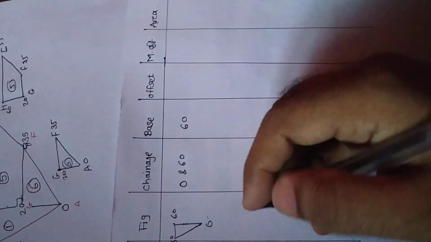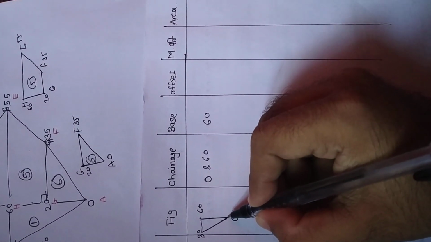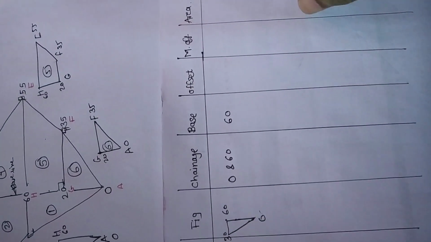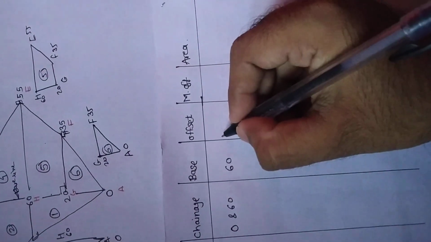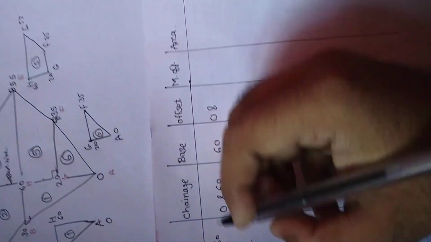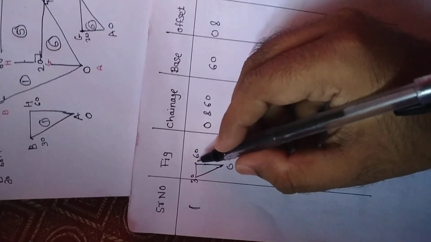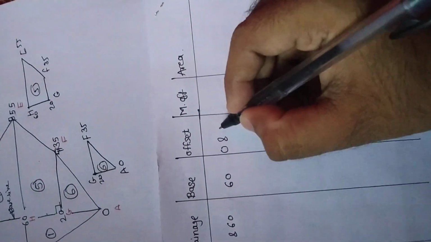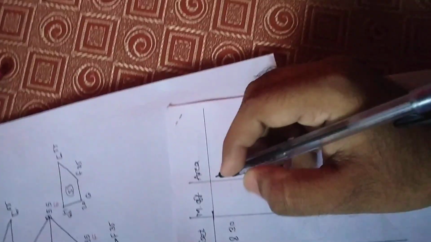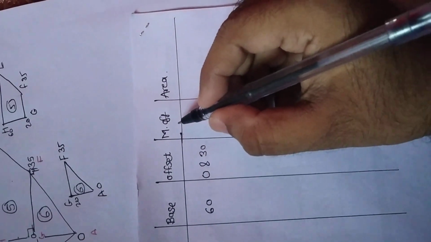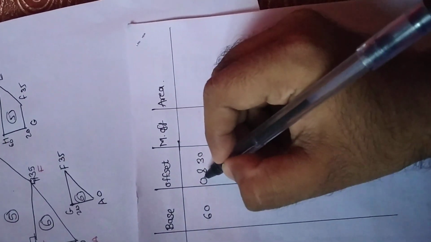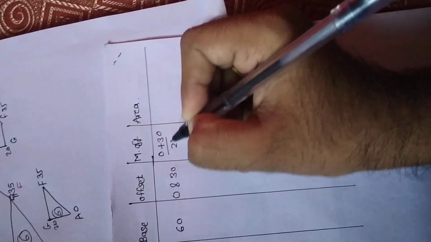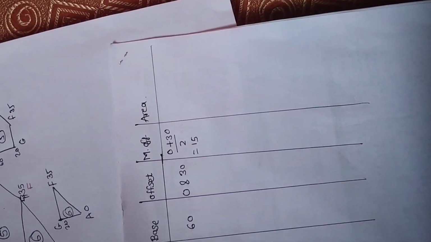Now next, calculate the offset. Near 0, there is no point to the right or left side of this 0, hence it is called no offset, so I write 0 here. And near 60, the offset is 30. So I write 0 and 30 here. Next, calculate the mean offset. How is the mean offset calculated? 0 plus 30 divided by 2, which is equal to 15.